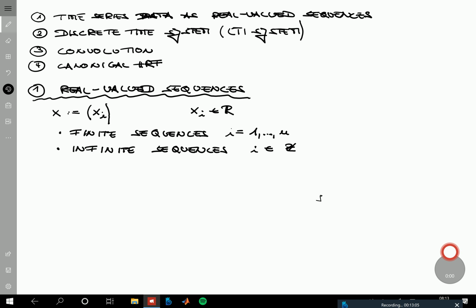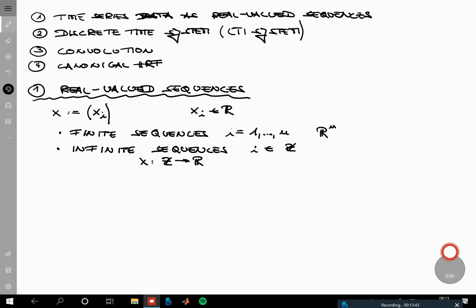If we are dealing with finite sequences, you might as well view these as elements of this vector space. Of course, if we're dealing with infinite sequences, it's a bit more logical to think about infinite sequences as mappings from the integers to the real numbers. So in this case, an infinite sequence is something like a function that allocates to each integer value a real number.